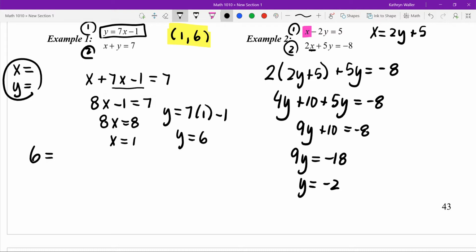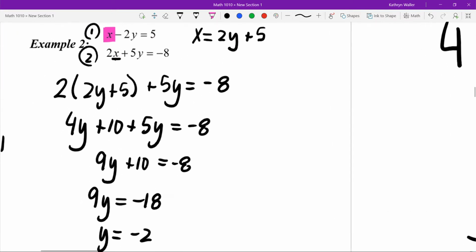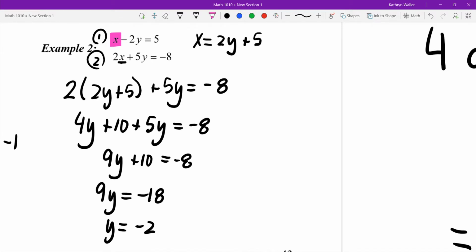Guys, look up at my work. Look how easy it is to follow my work and understand it. I'm going down the paper. It's organized. It's clean. Everything's good. Okay, so your y is a negative 2. So that negative 2 is going to come second.